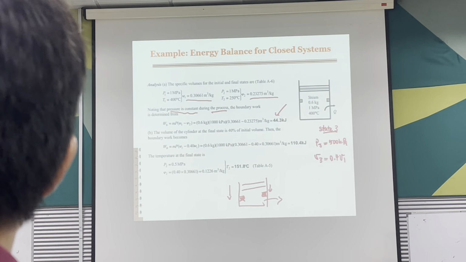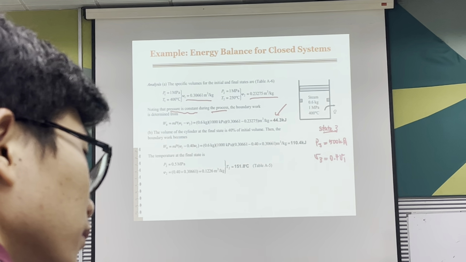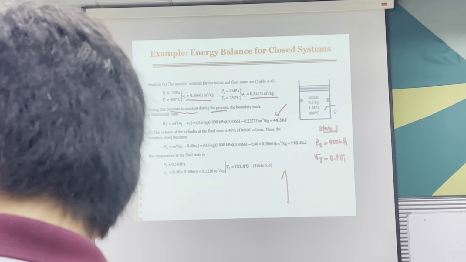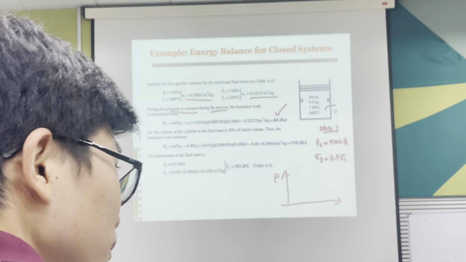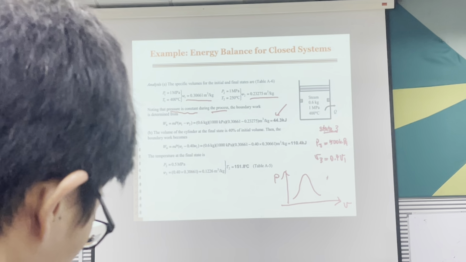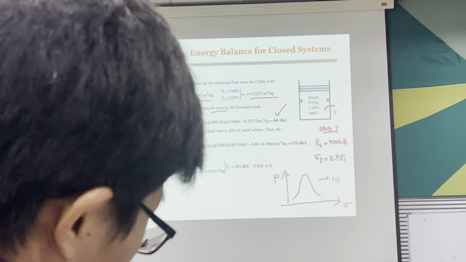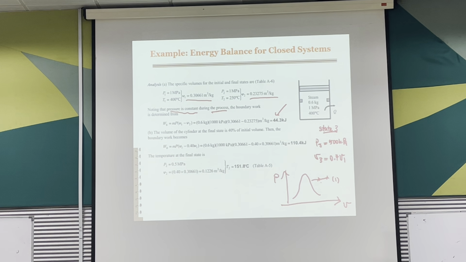So we still use 1000 kilopascal. Actually, it's better for me to illustrate it in terms of a PV diagram. So what happened here is this. Initially, superheated steam, right? So this is state 1. Then it will move isobarically. So state 2 is somewhere here. Now what happened here will be this.